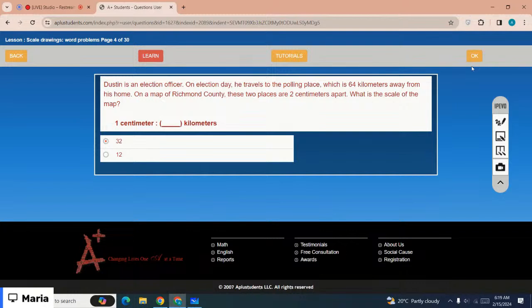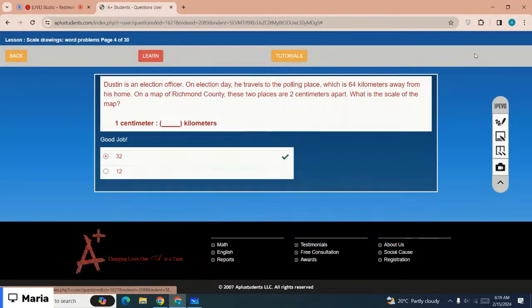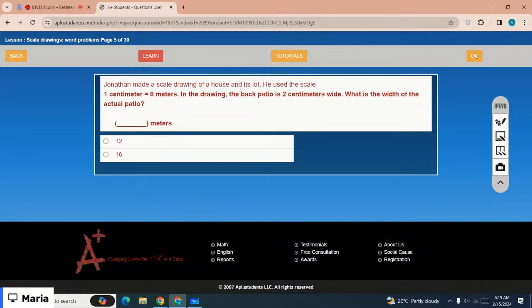Okay, the next one is: Jonathan made a scale drawing of a house and its lot. He used the scale 1 centimeter equals 6 meters in the drawing, and the back patio is 2 centimeters wide. What is the width of the actual patio? So which is the correct option?